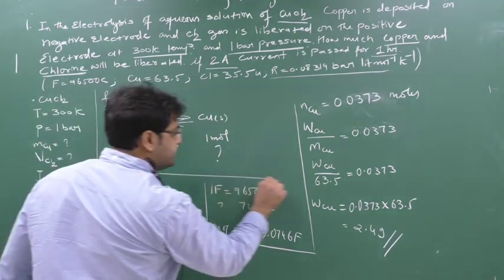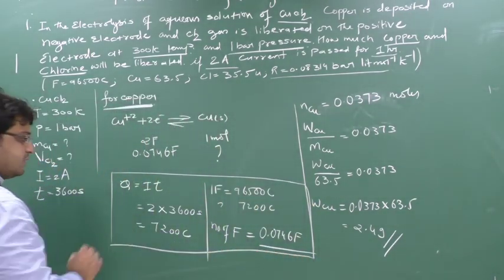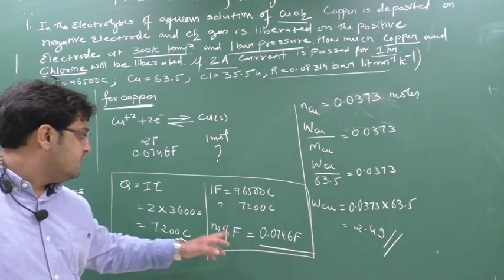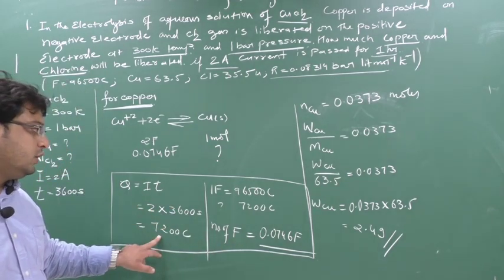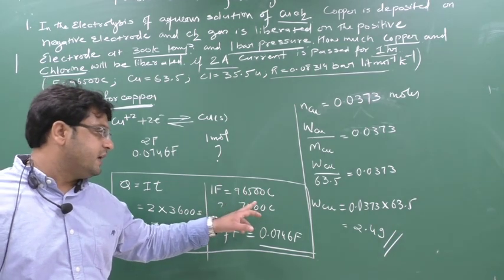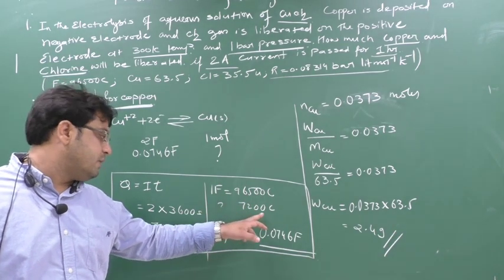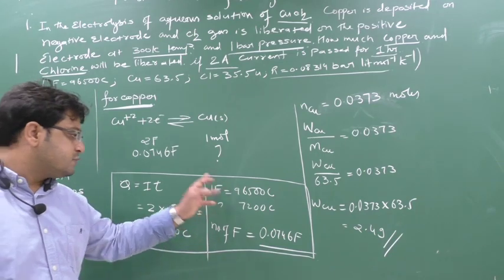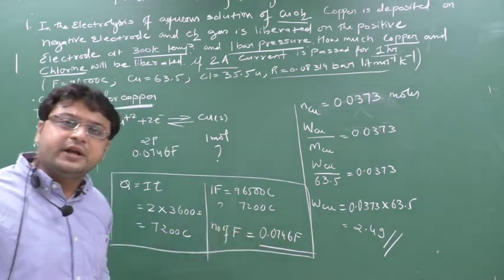So we have to calculate from this question. Actually, how much Faraday are we supplying? First I will calculate the coulomb. I know 1 Faraday equals 96500 coulomb. So we are supplying 7200 coulomb. In terms of Faraday, I got 0.0746 Faraday.